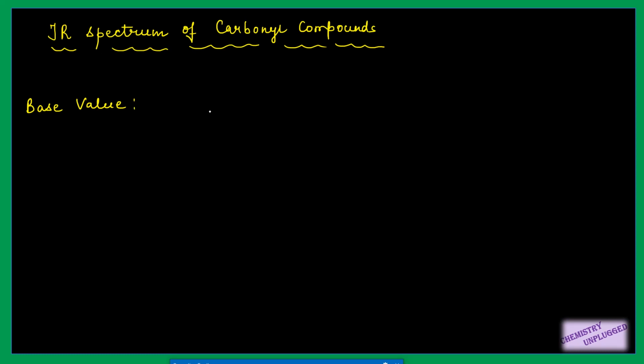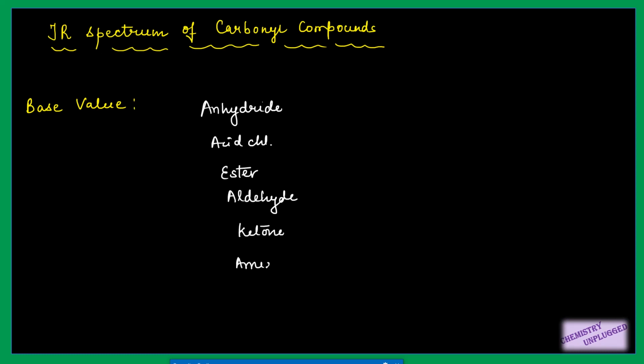So we will start with anhydride. Then next we will take acid chloride. I have written all these compounds in an order, and I would suggest you please remember all of them in the same order. It will be easier for you. Then we have ester, then aldehyde, ketone, and the last is amide.